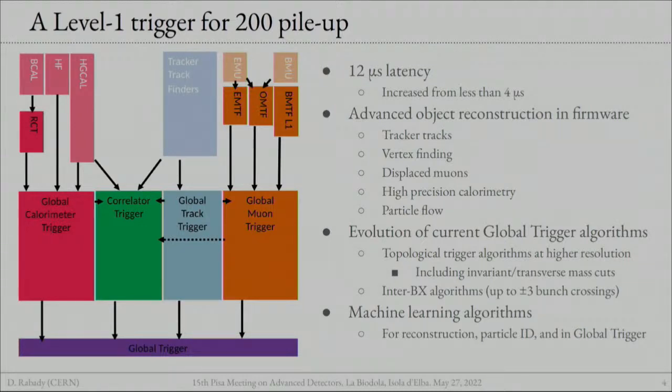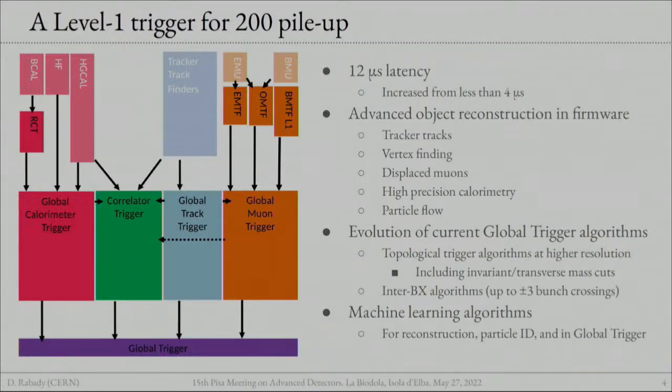The first thing we did, we needed to increase the trigger latency. We needed more time to do more advanced calculations. We're going to do vertex finding at level 1. Displaced muons will be available. We're going to do particle flow in FPGAs. On the menu side, the global trigger will undergo an evolution. At least we'll have topological trigger algorithms at higher resolutions. This means invariant and transverse masses.